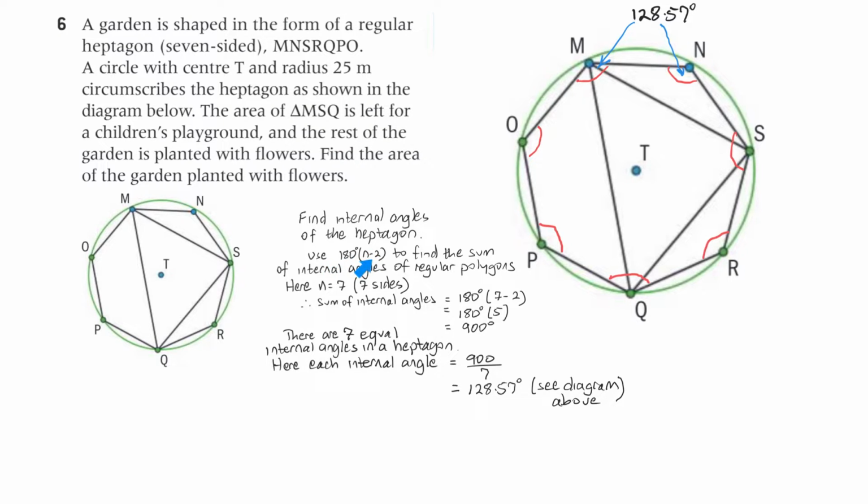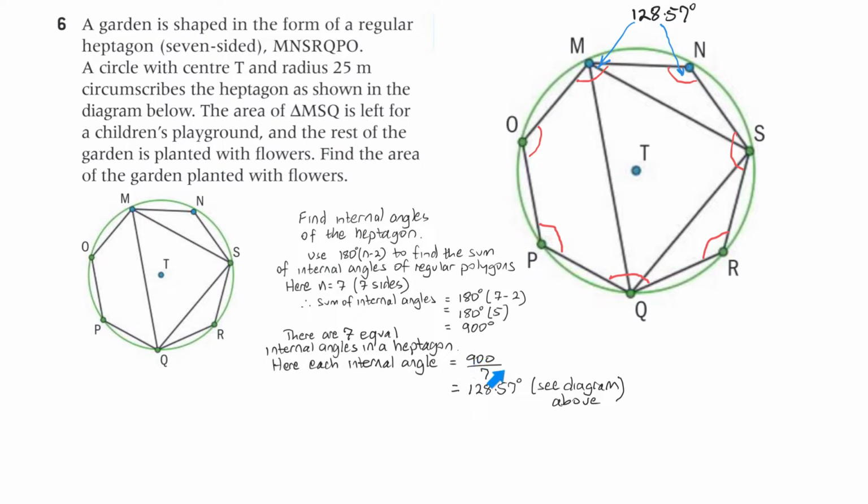So we've got the heptagon, with 7 sides. To find the sum of the internal angles of a regular polygon, we'll use that. It had to be regular, and they've described this as a regular heptagon, so that's good. Here n equals 7, so the sum of the internal angles is 180 times 7 minus 2, which is 5 times 180, which is 900 degrees. So all these angles add up to 900. To find one of those angles, we divide by 7 because there are 7 equal internal angles in a regular heptagon. Each internal angle is 900 on 7.